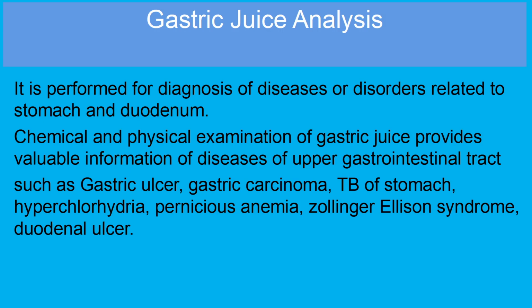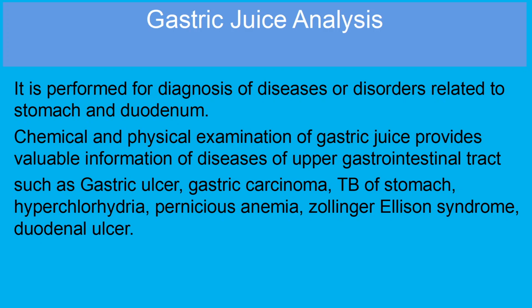Now we'll come to gastric juice analysis. We have seen the organic and inorganic constituents of gastric juice. Now we have to know why this gastric juice analysis has to be performed. This gastric juice analysis is performed to diagnose certain diseases or disorders in the stomach and duodenum. That is the main reason why the gastric juice content has to be analyzed. We have to do both physical and chemical examination of the gastric juice to get some information about the diseases in the upper gastrointestinal tract.